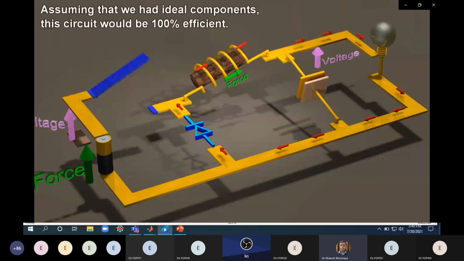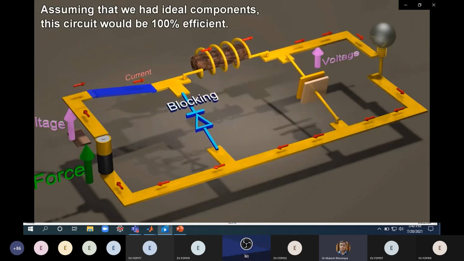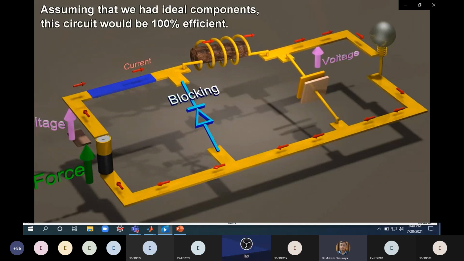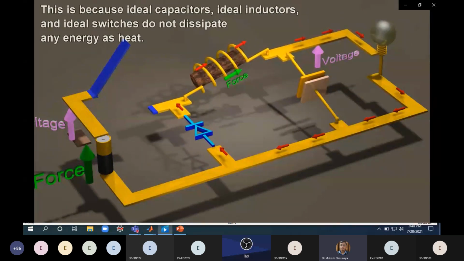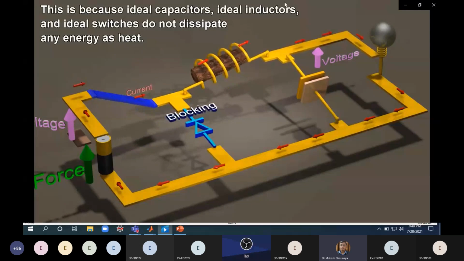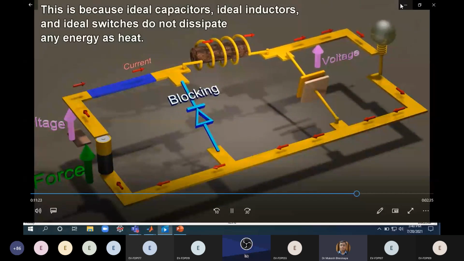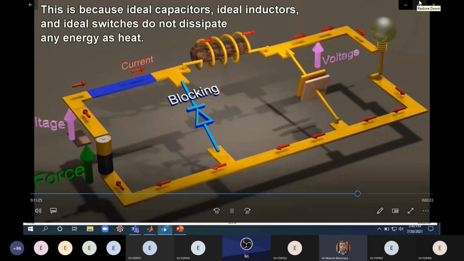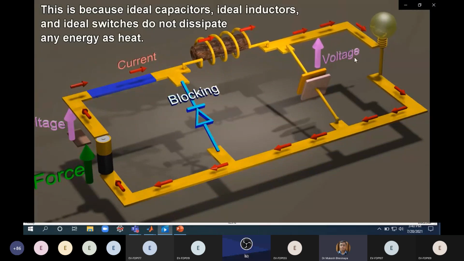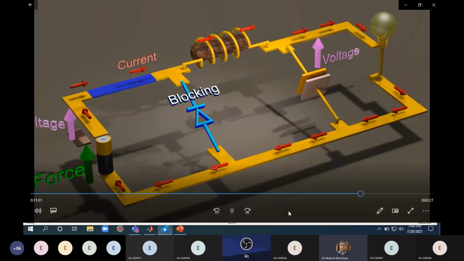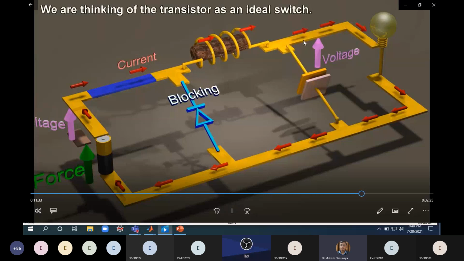Assuming that we had ideal components, this circuit would be 100% efficient. This is because ideal capacitors, ideal inductors, and ideal switches do not dissipate any energy as heat. We're thinking of the transistor as an ideal switch.